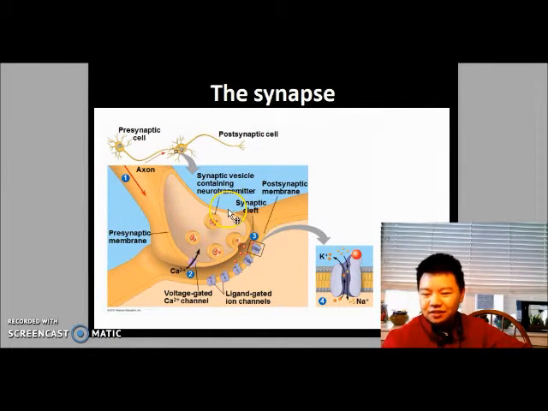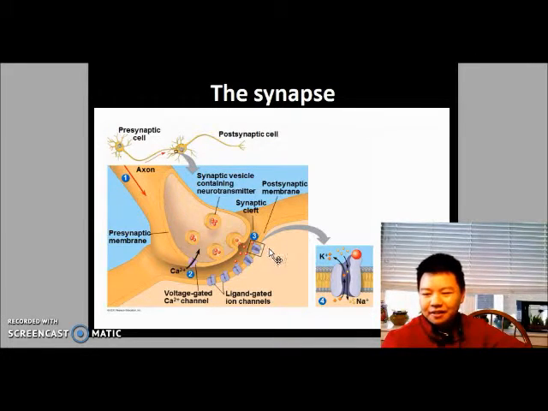So these vesicles that are all lined up here, ready to secrete the neurotransmitter, that calcium signal is going to cause them to undergo exocytosis and release the transmitter into the synaptic cleft. This is a very small space, so these chemicals will diffuse very quickly across. They're going to reach the other side, the postsynaptic membrane, where there are ligand-gated ion channels.